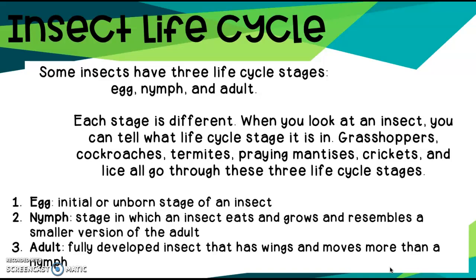During the egg stage, it's the initial or unborn stage of an insect. The nymph stage, it's the stage in which an insect eats and grows and resembles a smaller version of the adult. In the adult stage, it's a fully developed insect that has wings and moves more than a nymph.